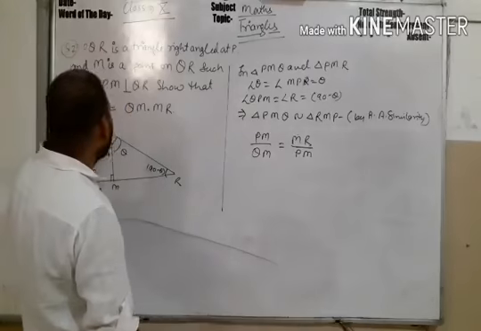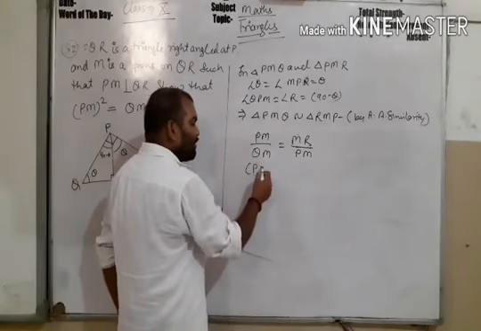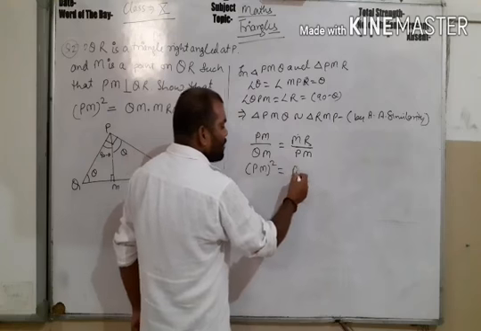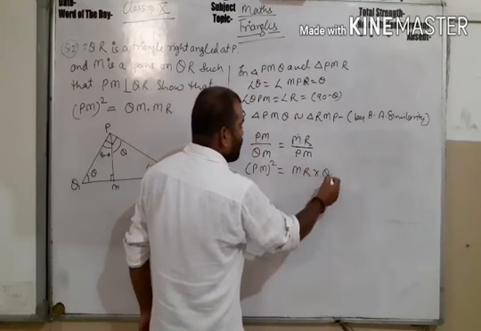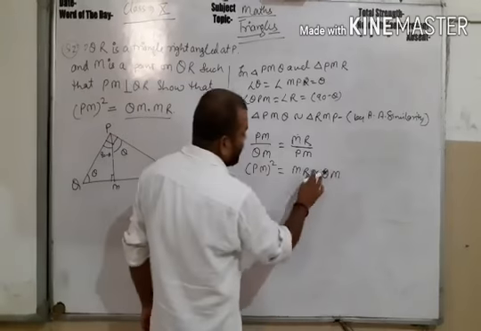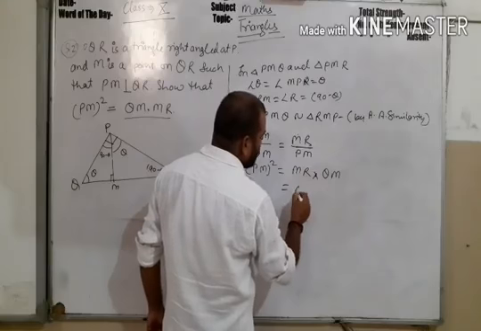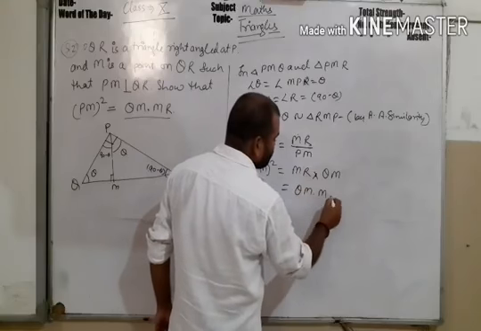Now we need PM square, means we need to cross multiply. This becomes the square of PM is equal to MR into QM, QM into MR. So we got our result. You can represent the product with a dot also.